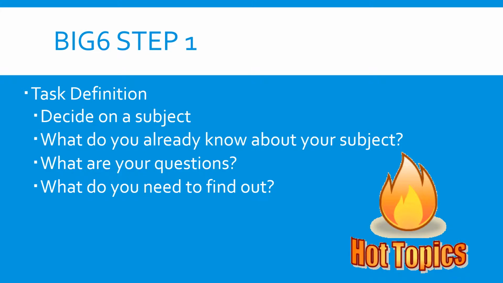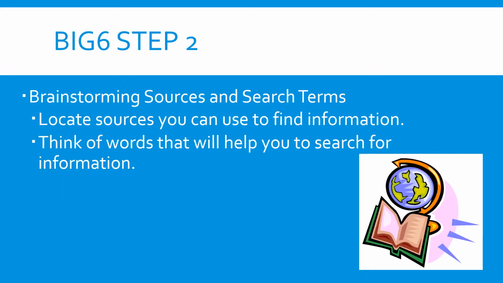So now let's go over the Big 6 steps, starting with step 1, task definition. This is the stage where you will decide on your subject or topic and determine what you already know and what you need to know. Step 2 is the source brainstorming stage. This is where you will determine what sources you can use to find the information. If you brainstorm words that you can use for search terms at this time, it will also make your research easier and more successful.